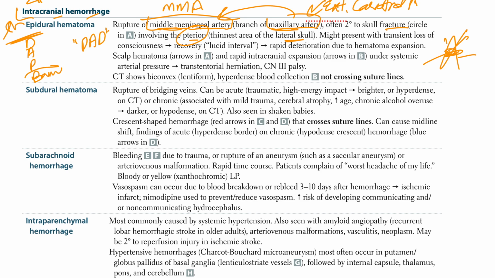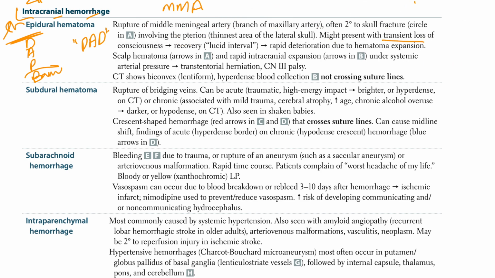Since it is the thinnest part, it is most likely to get injured if there is a trauma, okay? Might present with transient loss of consciousness, so a patient would undergo transient loss of consciousness, and then there is a recovery that is called lucid interval. With the lucid interval, there is a rapid deterioration due to hematoma expansion. That hematoma would expand, and there's going to be rapid deterioration after the recovery. Okay.